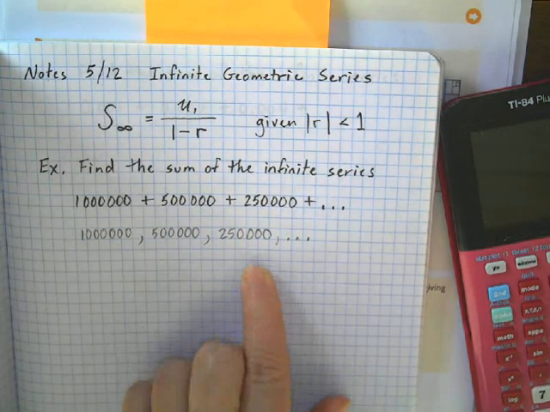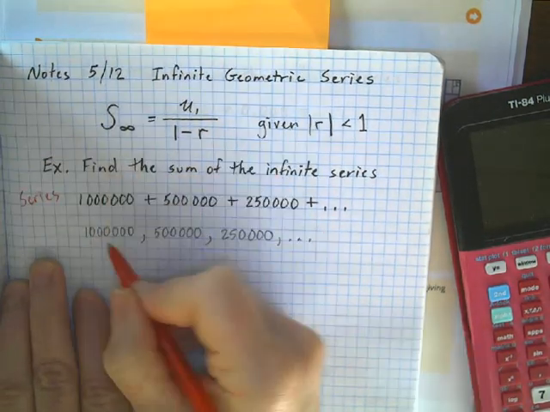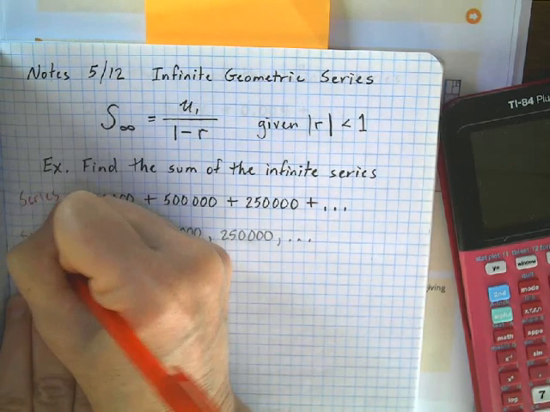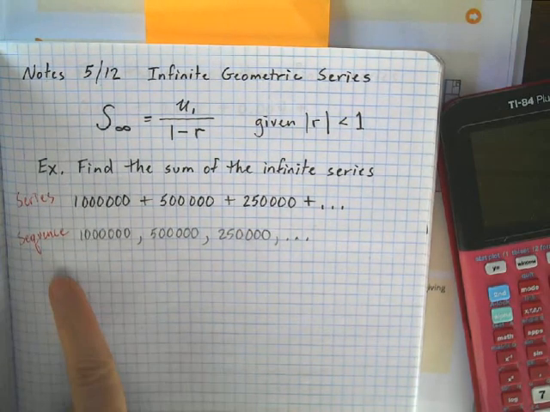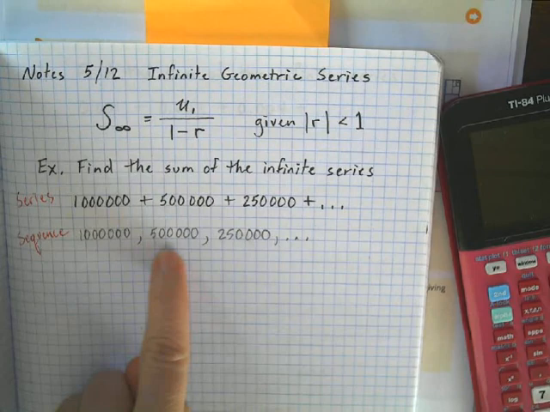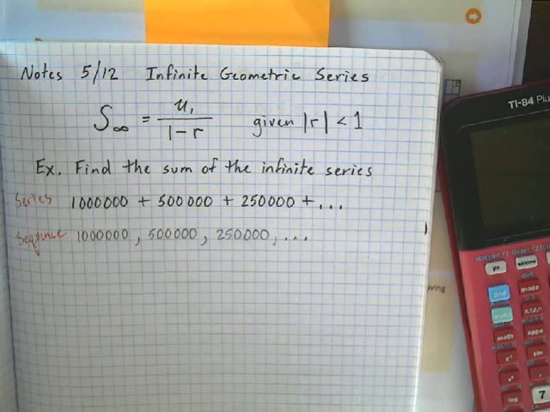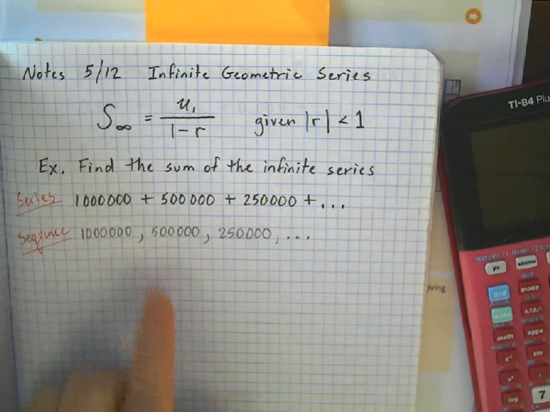Okay, so let's write that down. This is a series. This is a sequence. So just a little vocab development there. Series versus sequence. This is a series because they're being added. This is a sequence because it's just a list of numbers. All right, so we know it's going to be geometric.